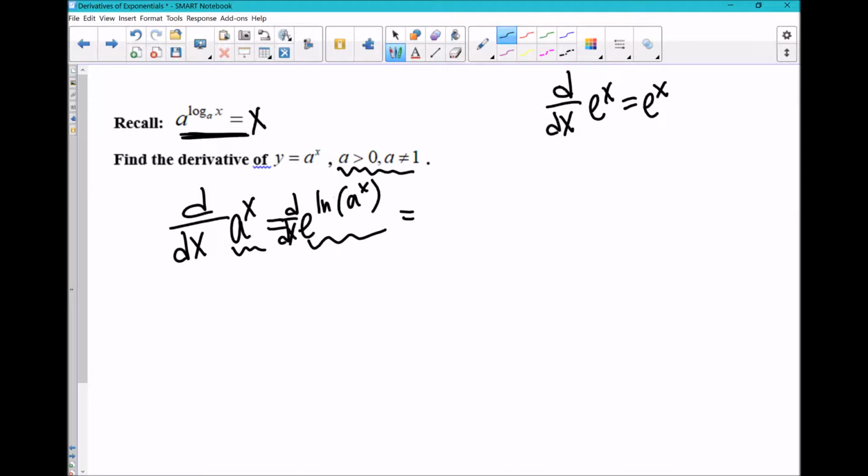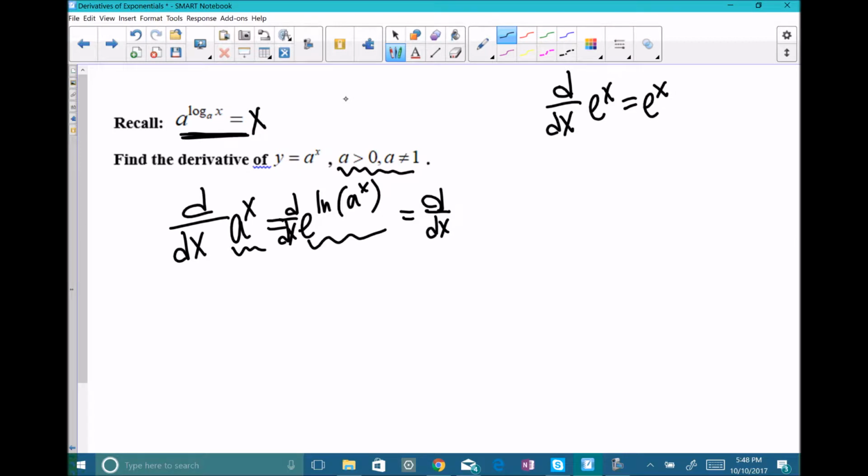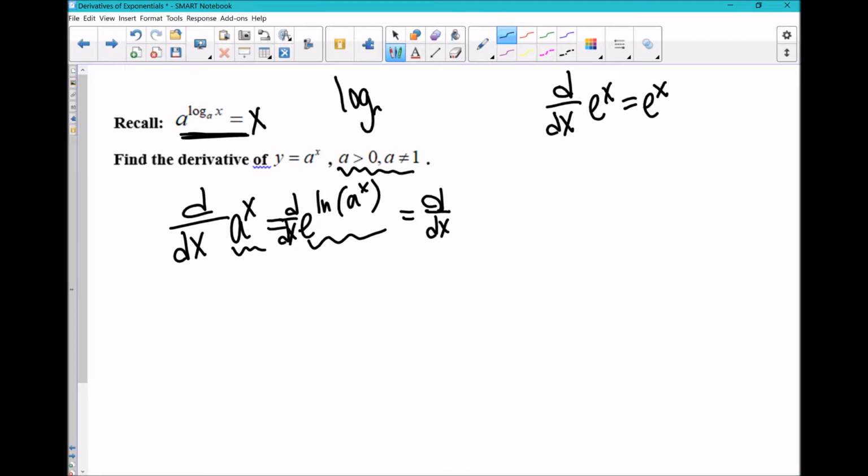Let's go ahead and bring that x down to make this a little bit nicer. Because remember, that's a rule for logarithms. You can bring the exponent down. If you have log base a of, I don't know, b to the x, for instance, it makes it x log base a of b. Okay? And so this would be e to the x natural log of a.